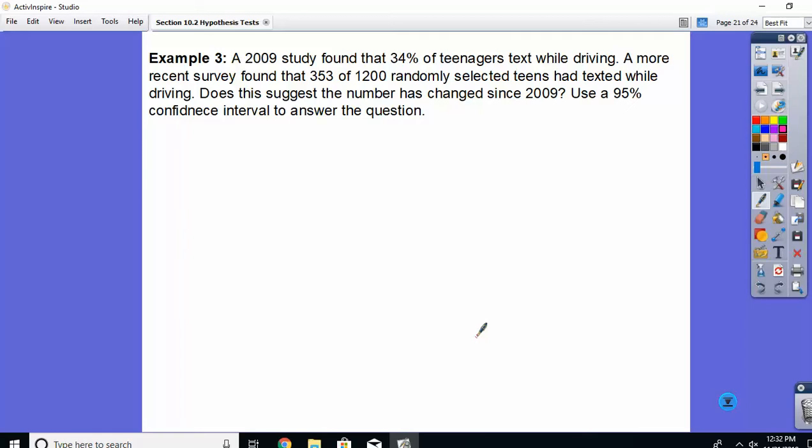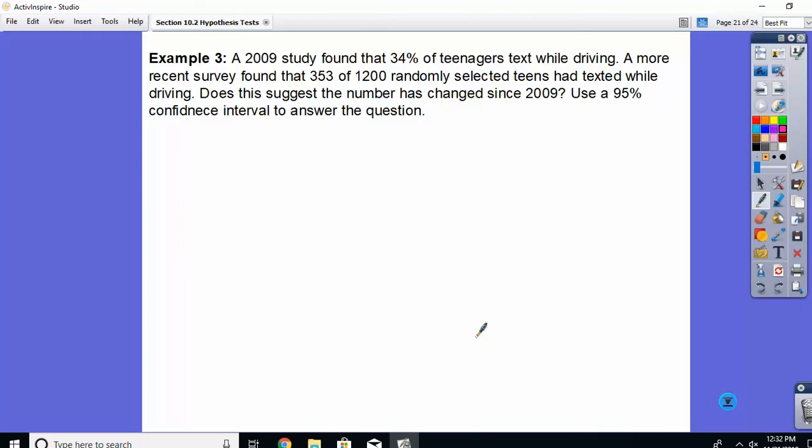So a 2009 study found that 34% of teenagers text while driving. A more recent survey found that 353 of 1,200 randomly selected teens had texted while driving. Does this suggest the number has changed since 2009? Using a 95% confidence interval to answer the question.